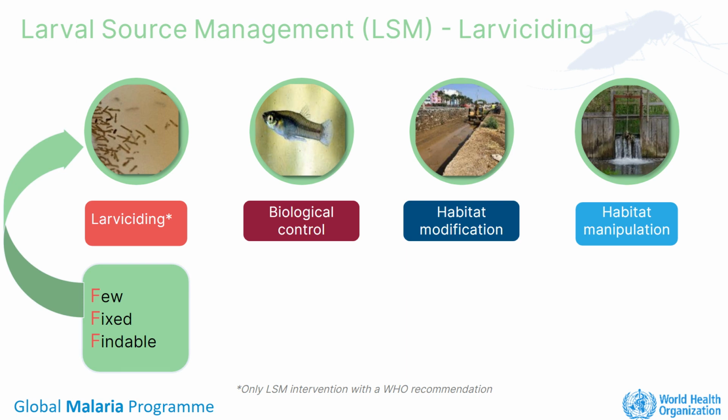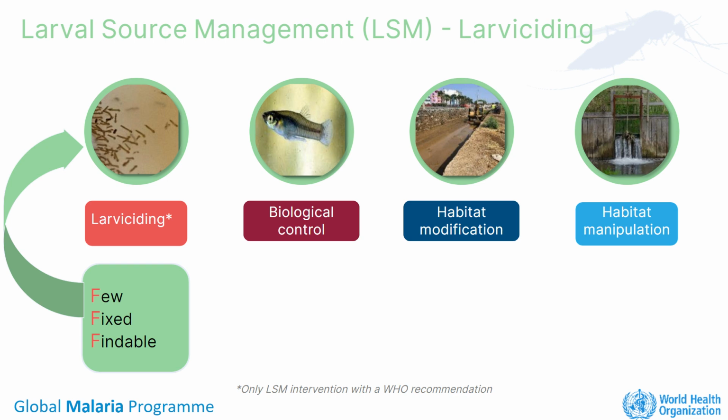WHO recommends that larviciding could be a supplementary intervention in areas where coverage of either ITNs or IRS is already high and where the water bodies used by mosquitoes to deposit their eggs are few, fixed, that is, they don't change within and between seasons, and findable. The locations likely to be most suitable for larviciding are urban areas and arid regions. WHO has pre-qualified a number of larviciding products.